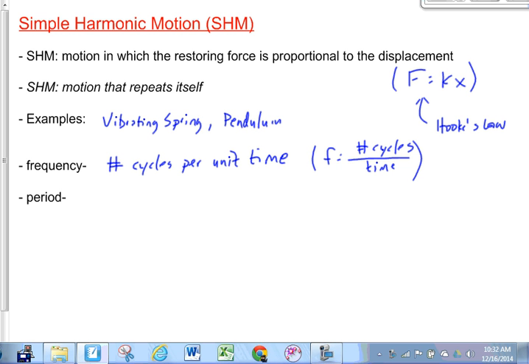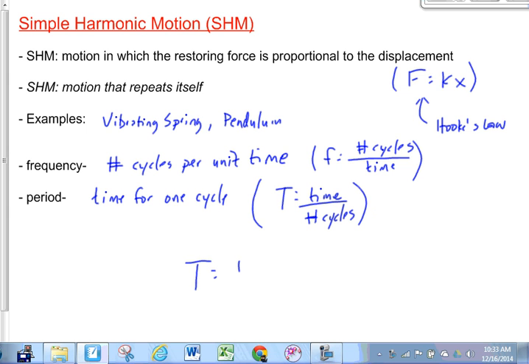Period is the time for one revolution? Shouldn't say that, actually. That was our last unit. We're going to say the time for one cycle. We can find a period, big T, by saying it's the time over the number of cycles. And we can also relate these two together by saying big T is equal to 1 over F.